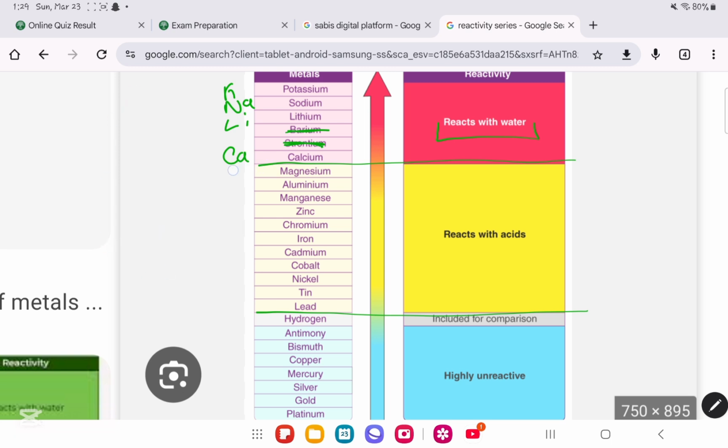Now, if you go down, everything here is less reactive than the metals above, so you could react them with acids to produce steam. And then finally, anything under hydrogen is never going to react with anything. So they are very highly unreactive, so you cannot use them in any equation. Alright, this is just the reactivity series and what you need to know about it.